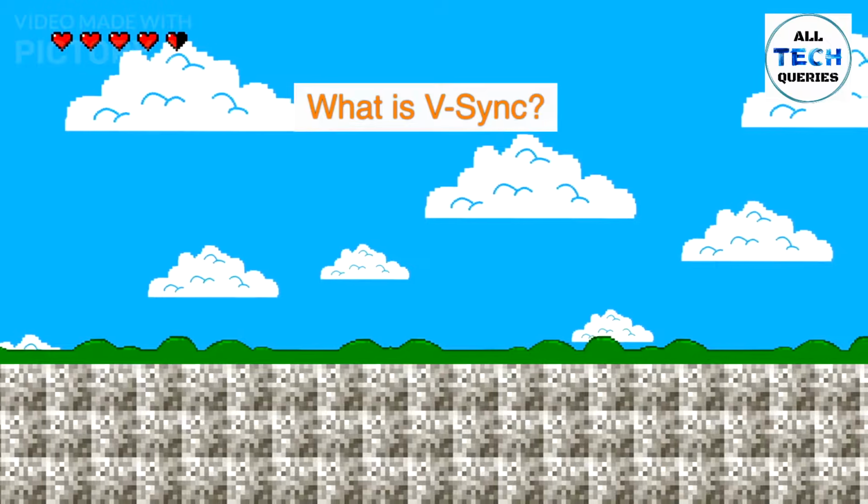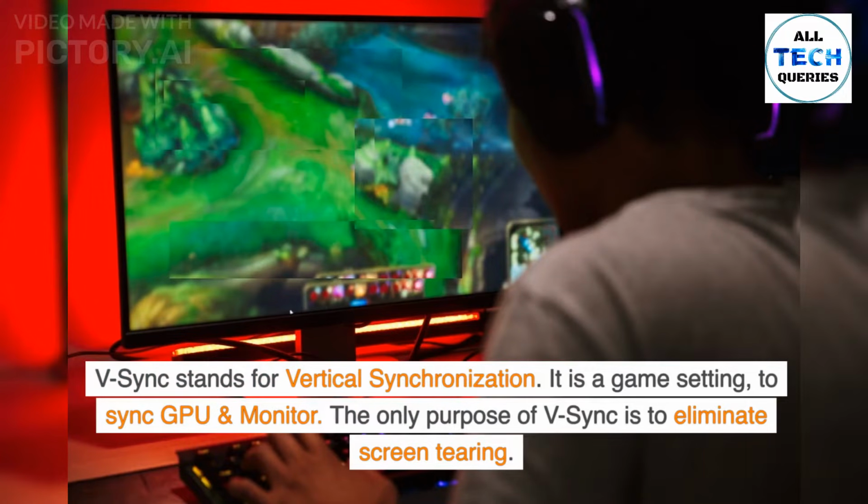What is VSync? VSync stands for vertical synchronization. It is a game setting to sync GPU and monitor. The only purpose of VSync is to eliminate screen tearing.